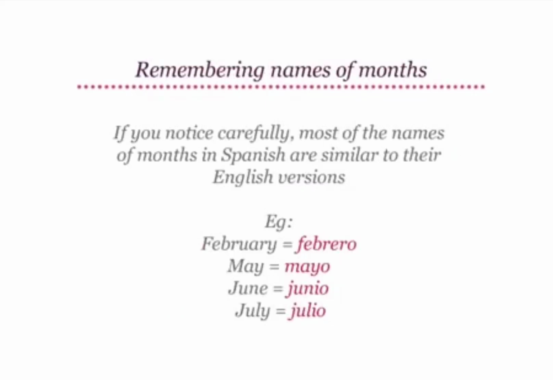If you notice carefully, most of the names of the months in Spanish are similar to their English versions. For example, February is febrero. May becomes mayo. June is junio. And July is julio. Great!